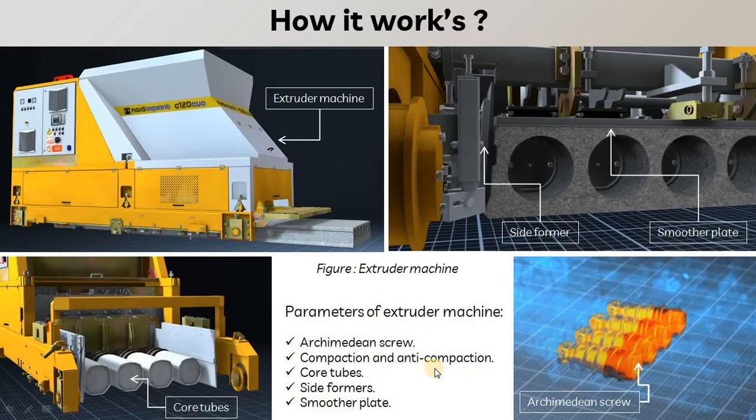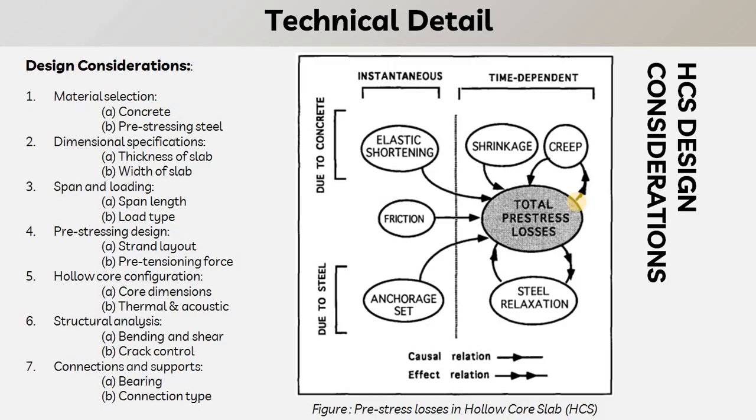There is a compaction and anti-compaction factor that is very important for the production of hollow core slab. There is a core tube. There is a side former. Here you can see the side former that gives the side shape of the slab. As well as we have the smoother plate, which will give a smooth top surface of the slab. And at the bottom we have the steel plate, known as the steel bed, on which the slab is cast and the machine will run on that bed. We'll look into the video to see how it works.